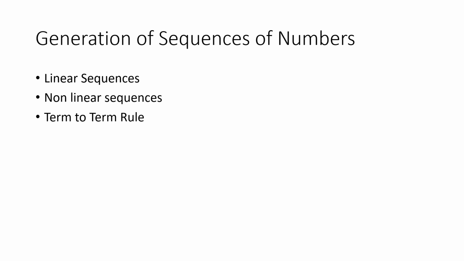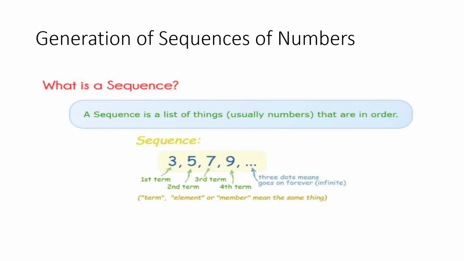So first we will see what is a sequence. Here you can see one example: 3, 5, 7, 9, and you can see three dots here, which means that this sequence is an infinite sequence. If the three dots are not there, then it is a finite sequence. Each number in the sequence can be called a term, element or member.